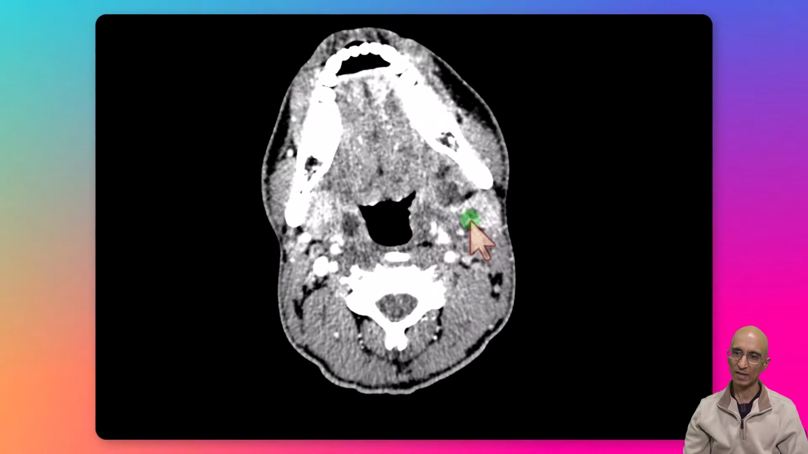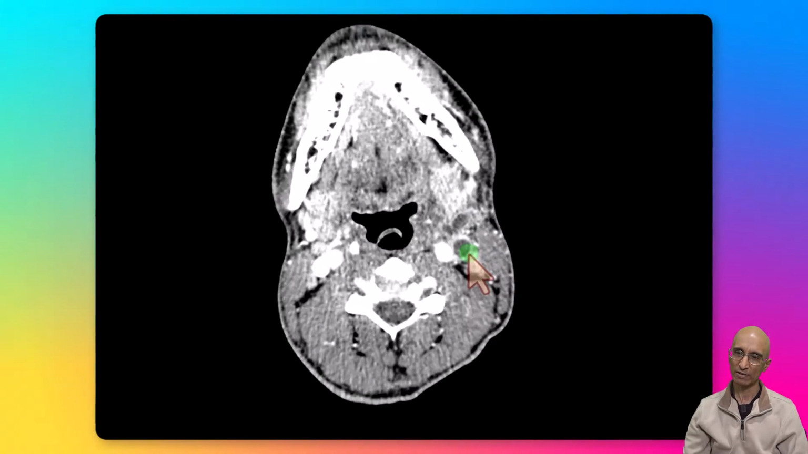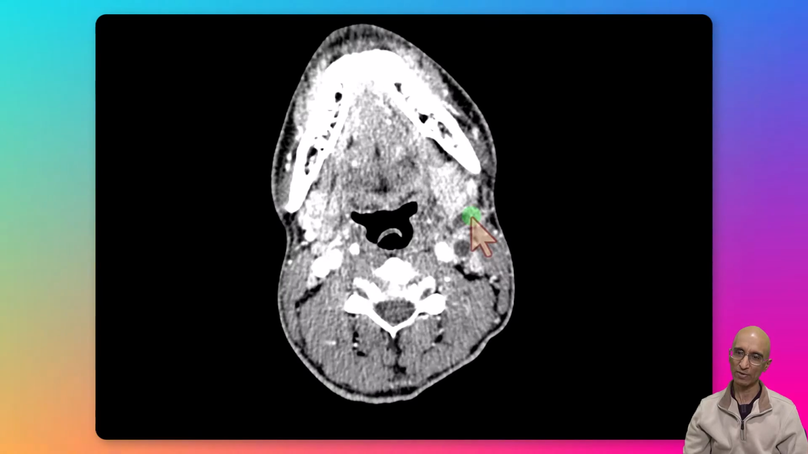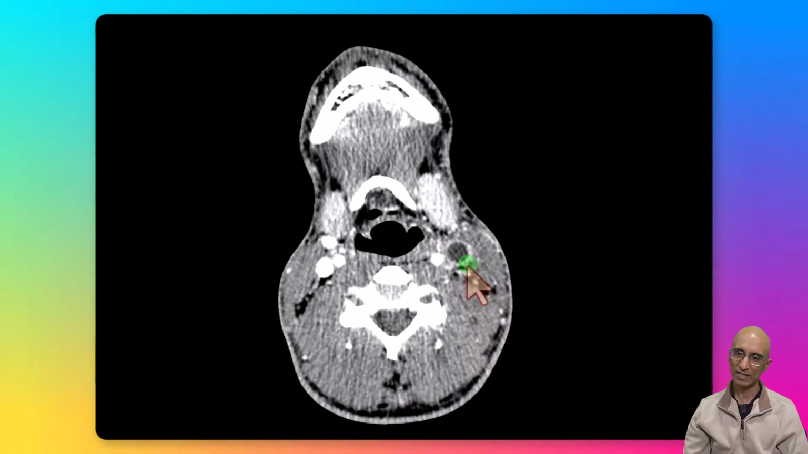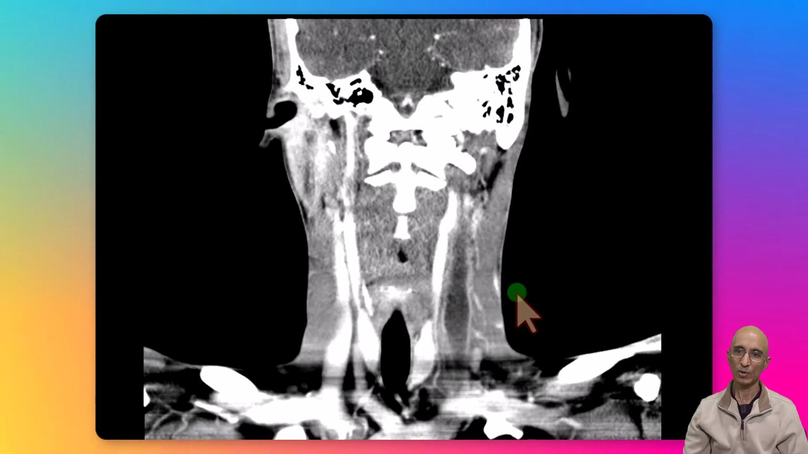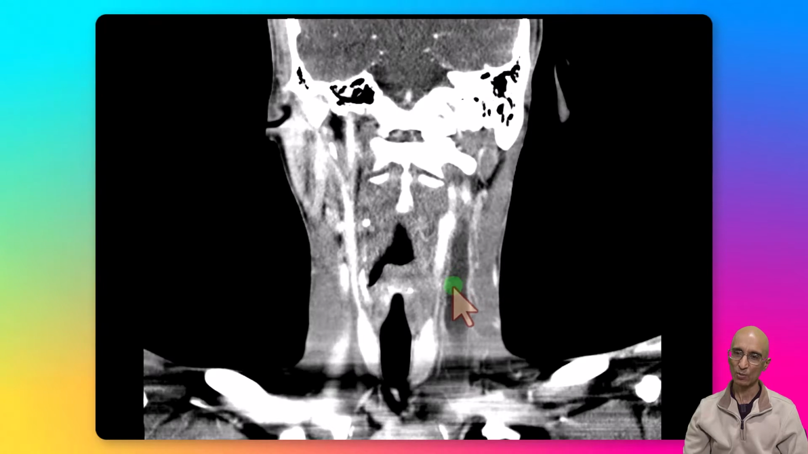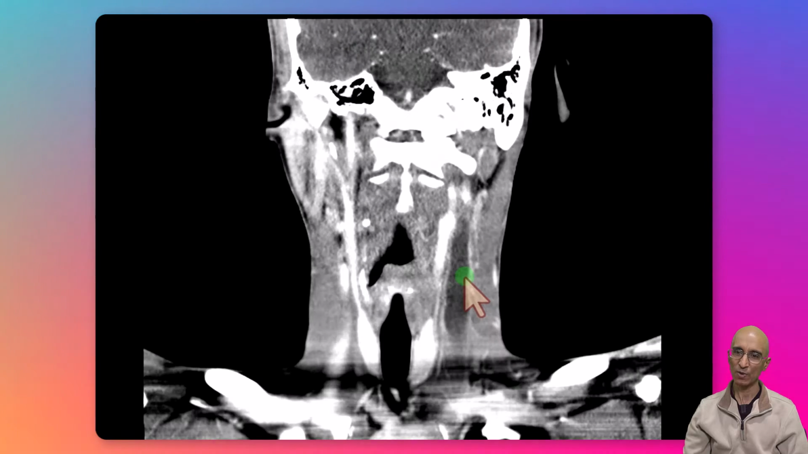Also notice that there is a tubular hypodense structure in the retromandibular region consistent with the retromandibular vein, which is likely thrombosed, extending into the left internal jugular vein, which again looks thrombosed with a rim-enhancing wall. We can see similar findings on the coronal reformats where there is thrombosis of the left internal jugular vein with rim enhancing wall consistent with septic thrombophlebitis.